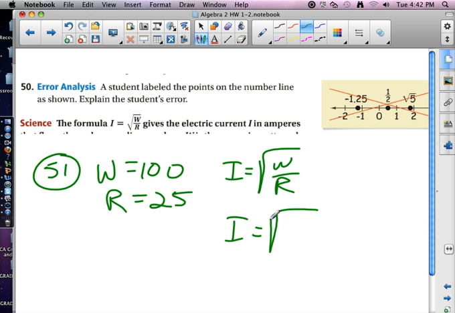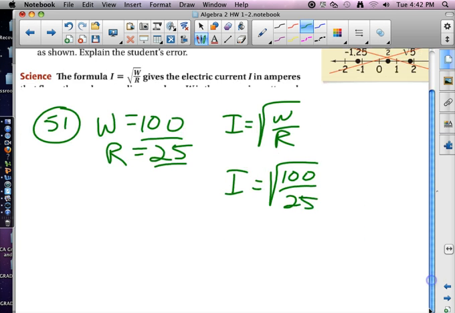That would be the square root of 100 over 25. So then you do the math, and square root symbols are like grouping symbols. You have to do what's under them first. So 100 divided by 25 is 4. And that means our answer is 2.